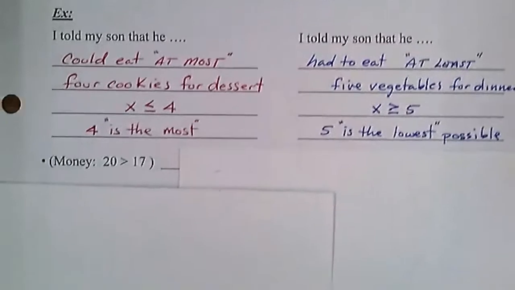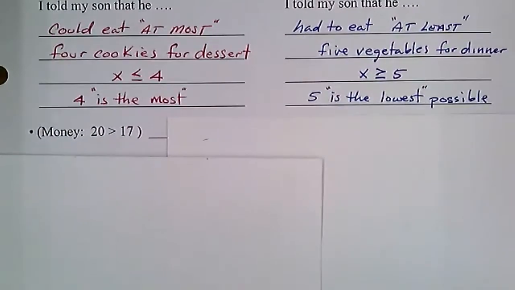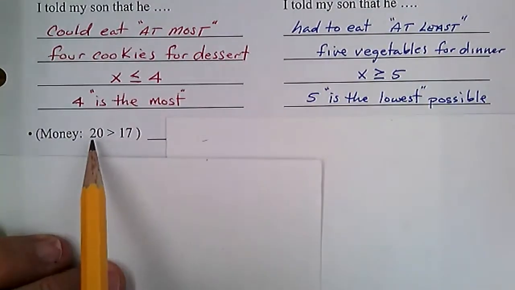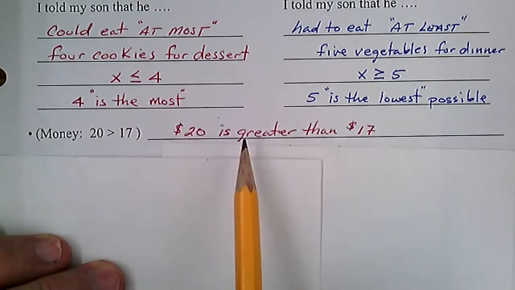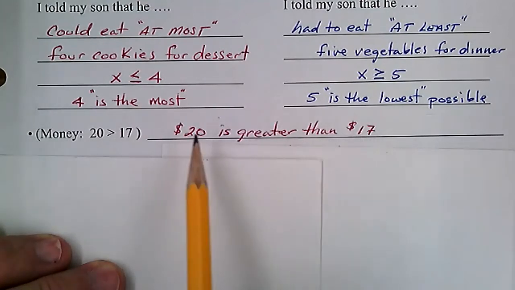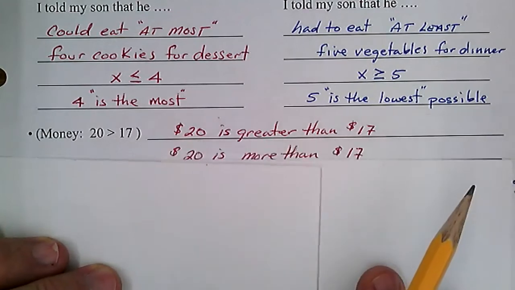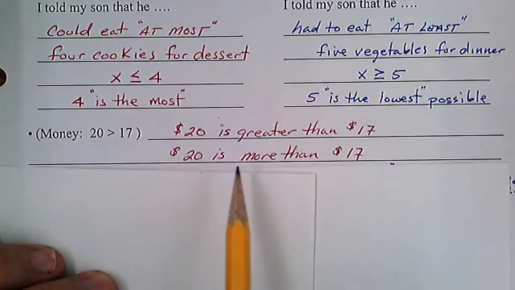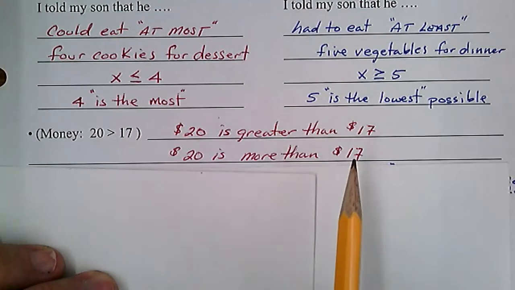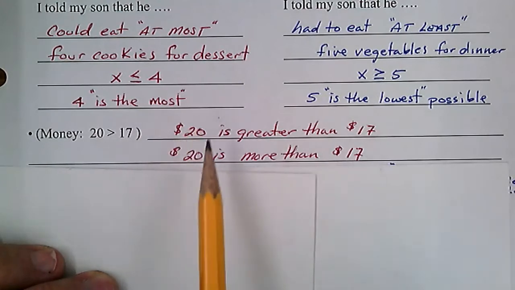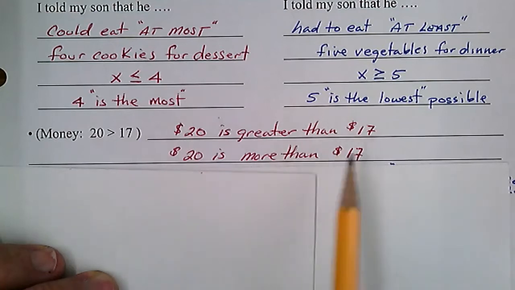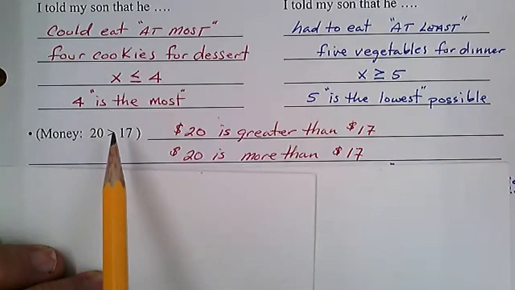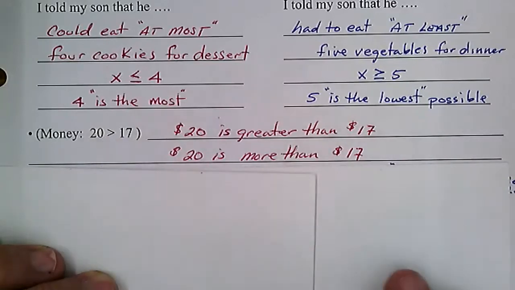So here is an example from money. So 20 is greater than 17. So I could say $20 is greater than $17. I think we'd all agree with that. I could also say $20 is more than $17. Okay, so I have $20 in my pocket and my friend has 17. So $20 is more than 17. Okay, so there's a more than or a greater than.